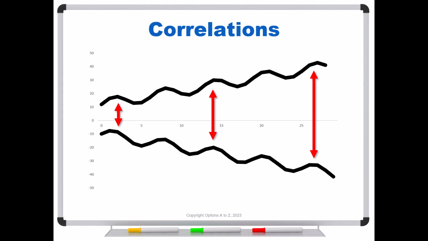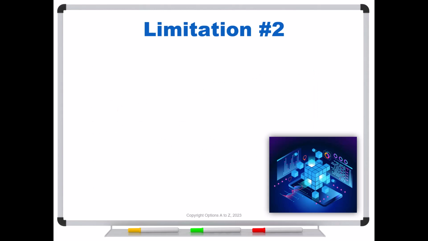So correlations are just one of many of the statistical results that people use that can be easily thrown because you're not using a stationary process. Let's take a look at limitation number 2.